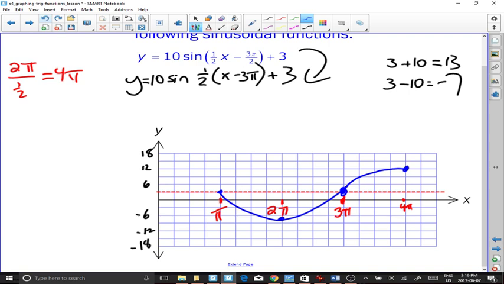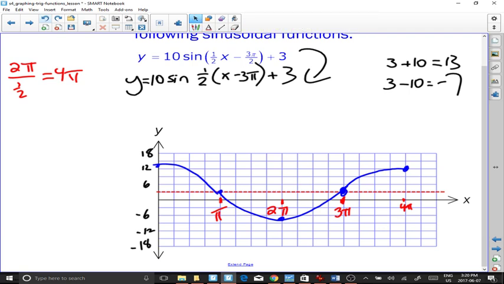And now where's it going to go from pi all the way back to the beginning? What'd you say, Sky? 13, and you're right. It goes back up to 13, which is right here. My graph isn't perfect because my smartboard isn't perfectly aligned, but your graph should look something like this.